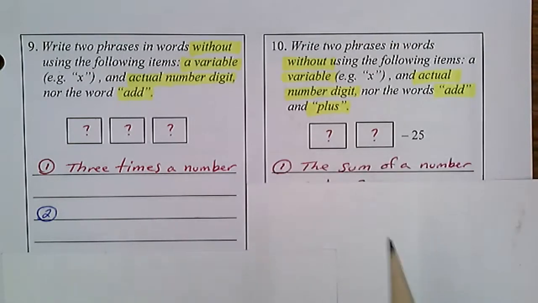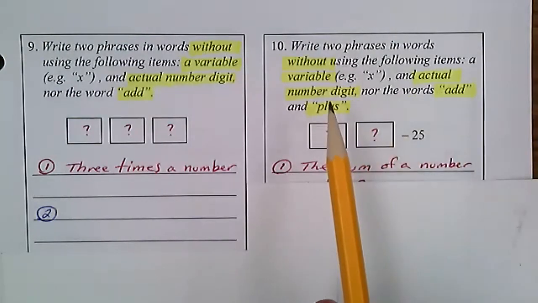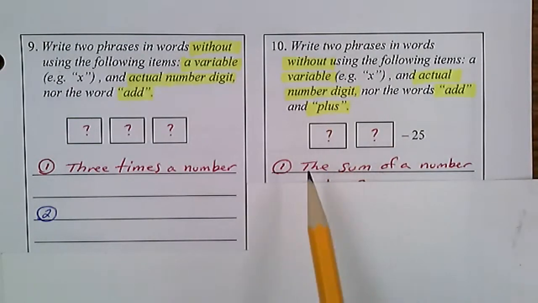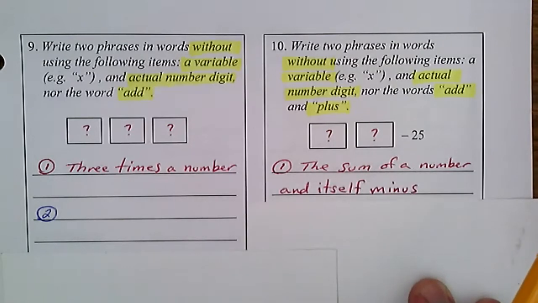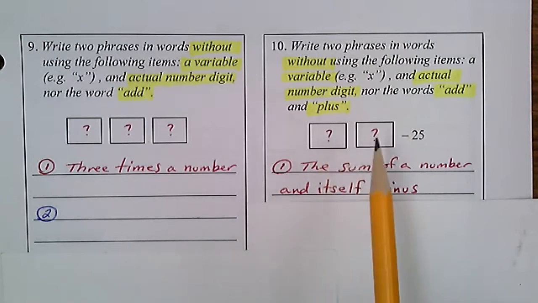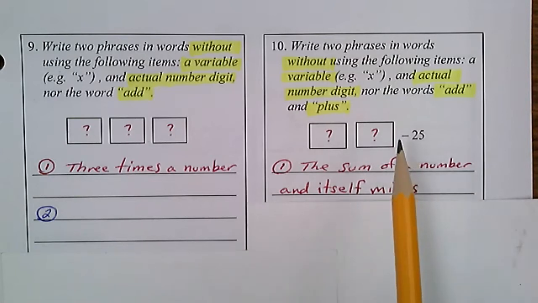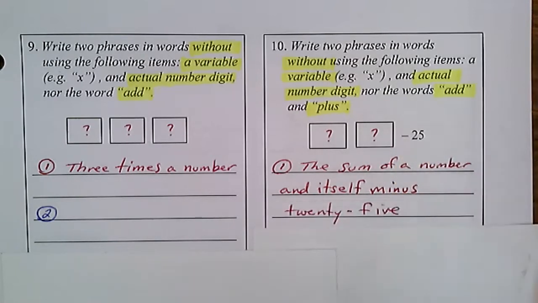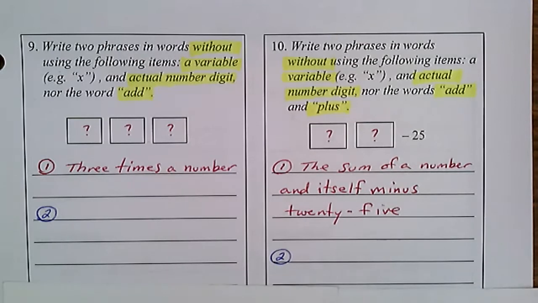Okay, so you could say the sum, right? That means add. I didn't use the word add. I didn't use the word plus. I used the word sum. The sum of a number and itself, right? So we're adding a number and itself, but I didn't use the word add. The sum of a number and itself minus 25. And then I didn't use the actual digits. I wrote the word out, 25. Okay, you need to do number 2. You've got to come up with a second way to communicate that.